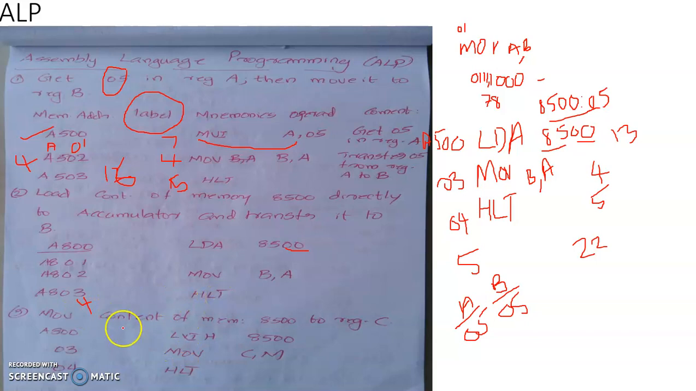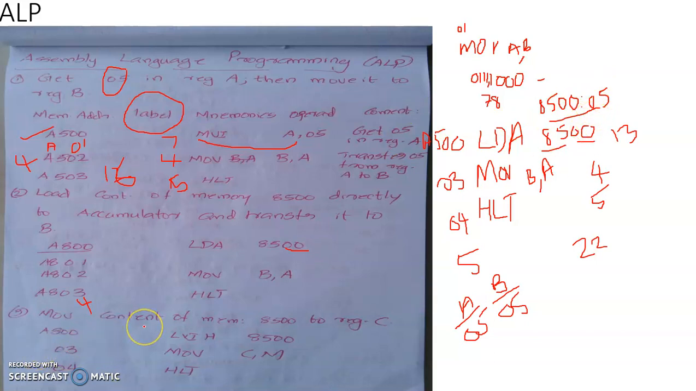But I have already told you this will be consuming one additional memory location for the same activity compared with the earlier one, and it consumes 6 more T states compared with that one. Now consider another program. Move the content of memory location 8500 to register C. So 8500 once again has a content, say for example 05.